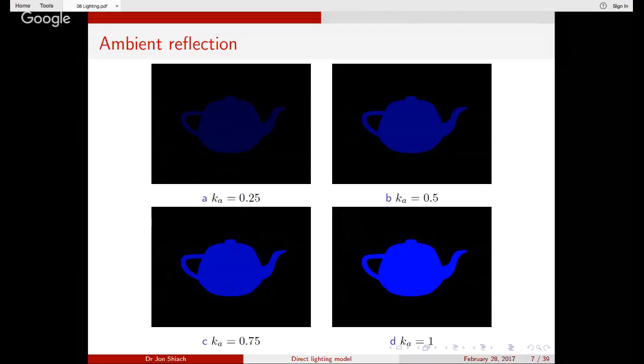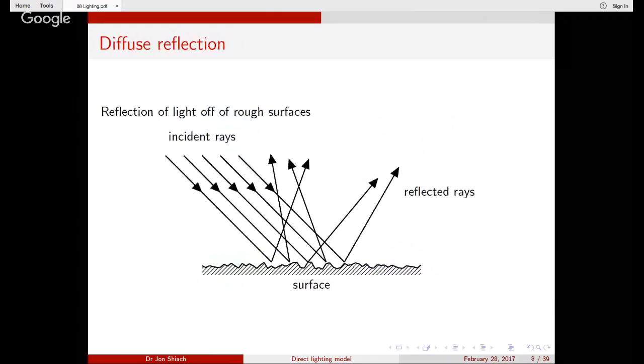One thing you notice about this ambient light as well, it's given us no clues as to the shape of this teapot. All it's done is make it brighter or darker. So ambient light is independent of any light source. Okay, so that's the ambient model. The next model we're going to be looking at is the diffuse model.